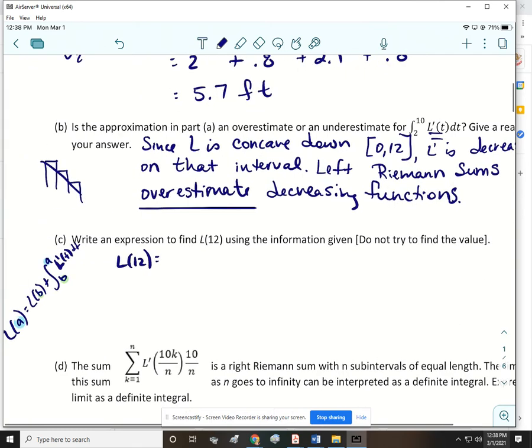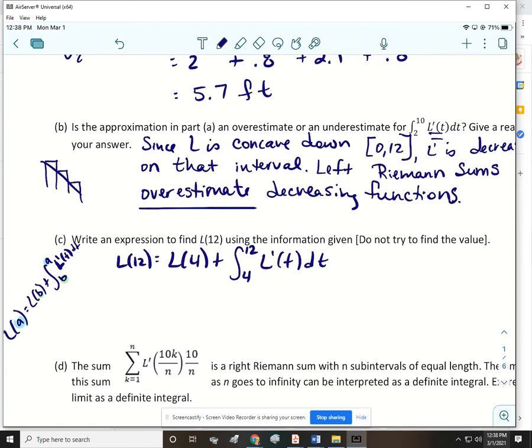Okay, so to set that up, we would do L of 4 plus the integral. What are my lower and upper limits on my integral? 4 to 12, good. Of L prime of t dt. And I would stop right there. I wouldn't do anything else. If you do other things, it's still going to be right. There's one other thing you can do, and it could still be right. But I wouldn't risk it.